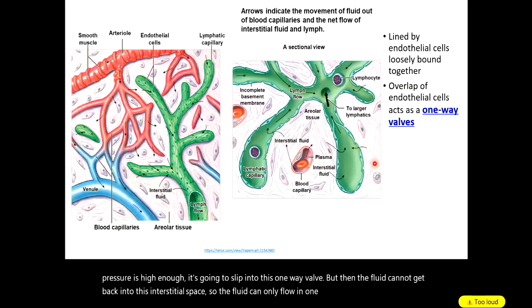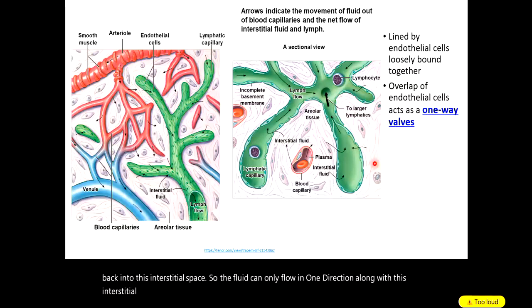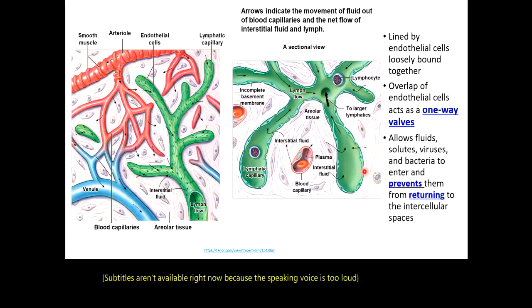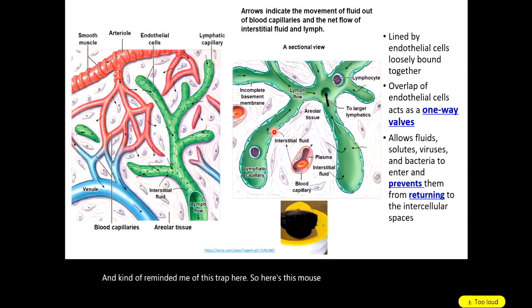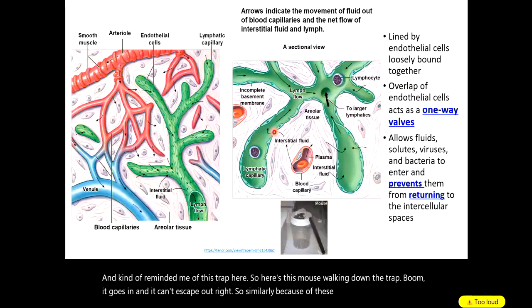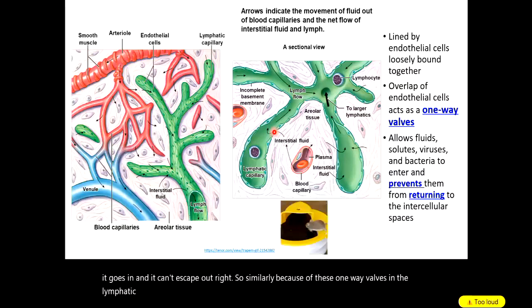Along with this interstitial fluid, we also find that pathogens like bacteria and viruses can also get into this lymphatic circulation. Once it gets in there, it can't escape. And it kind of reminded me of this trap here, right? So here's this mouse walking down the trap, boom, it goes in, and it can't escape out, right? So similarly, because of these one-way valves in the lymphatic vessels, the pathogens can't escape back to the interstitial space.